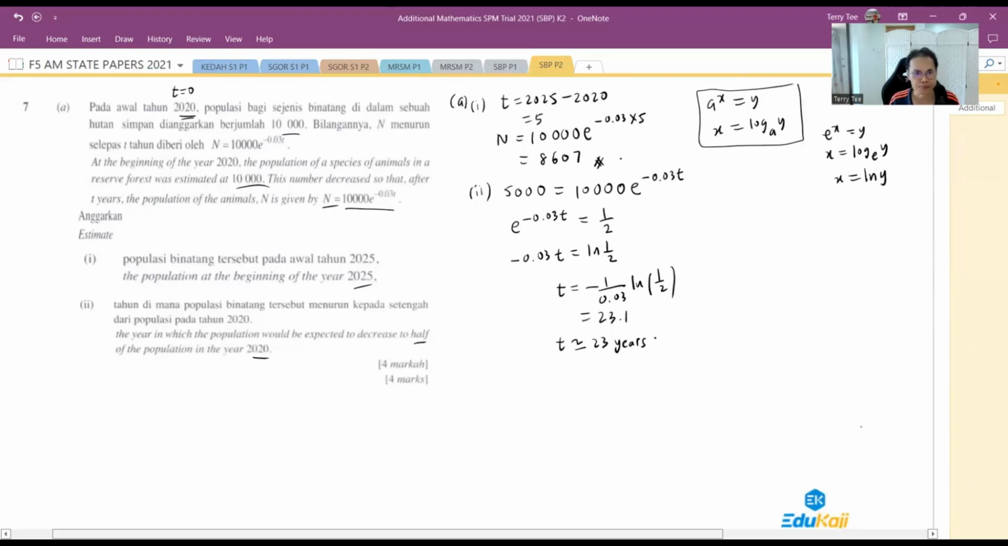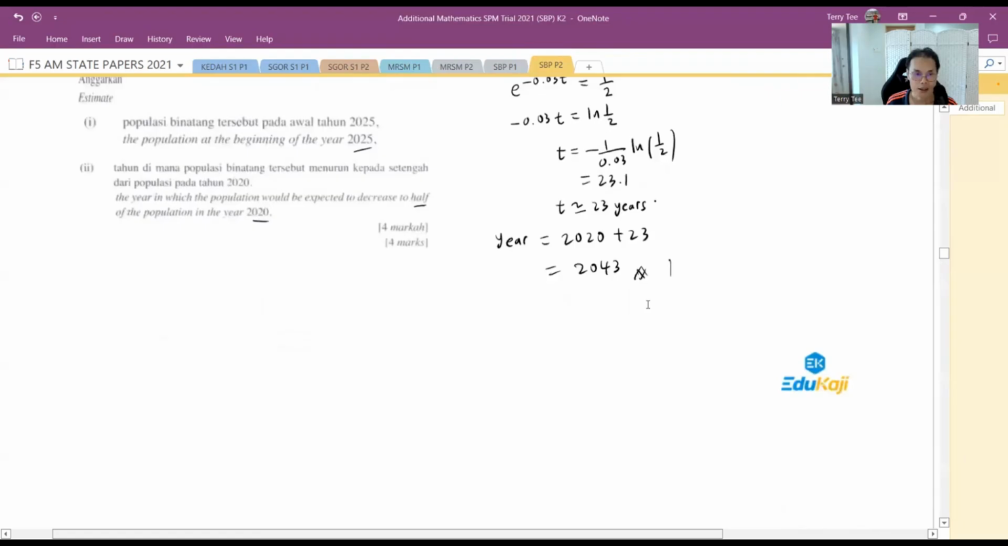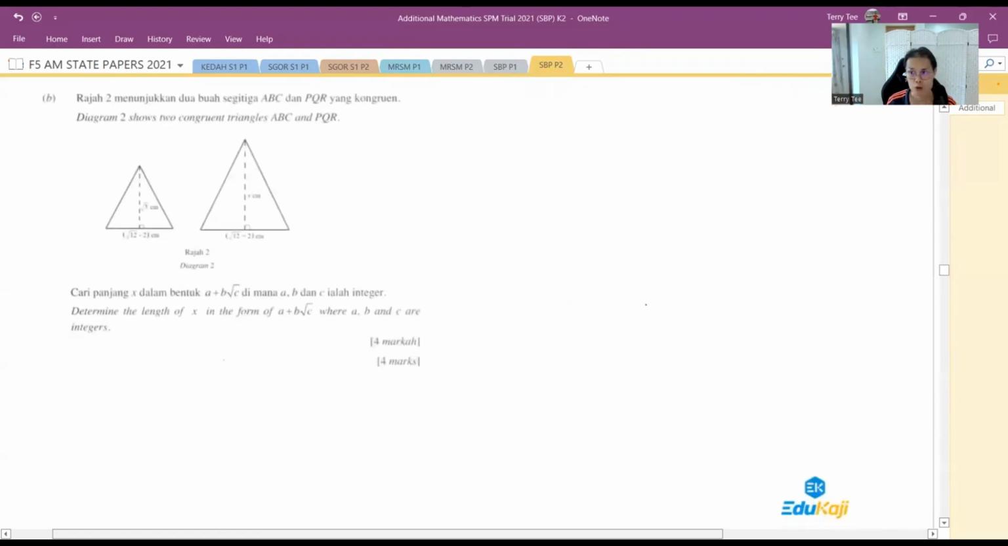Okay. So what is the year? Well, we started from the year 2020. You plus 23 years, so it's 2043. Yeah, the year will be 2043. Okay, so this is only the first part. Then we have second part. First part is a combination of indices with logarithm. The second part is related to surds.